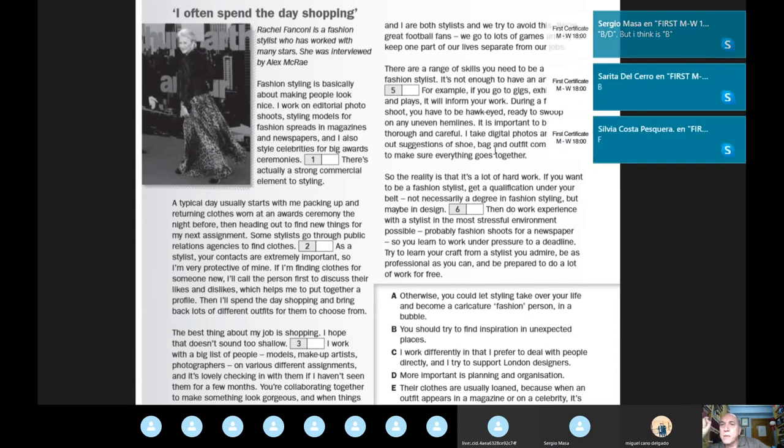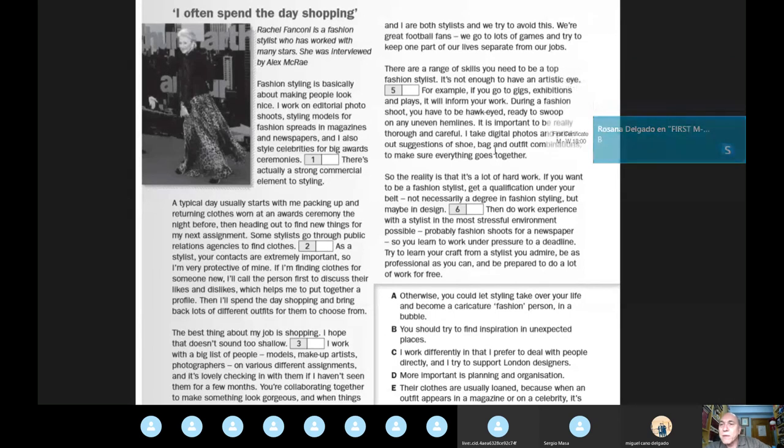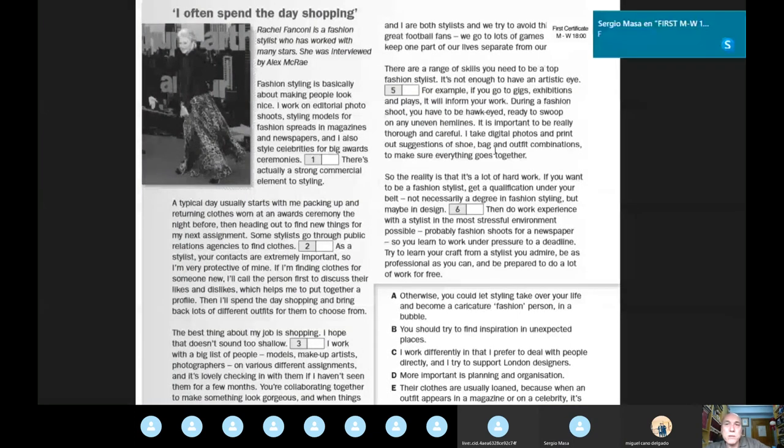Sergio thinks B, Sara B, Sylvia F, Alex D. My God, we have all the options. Esther is B, and Mike is D. My God. Number five is letter, yes Rossi, letter B. Check it out, friends. In number five, it is letter B. You see how difficult this exercise is? My God.